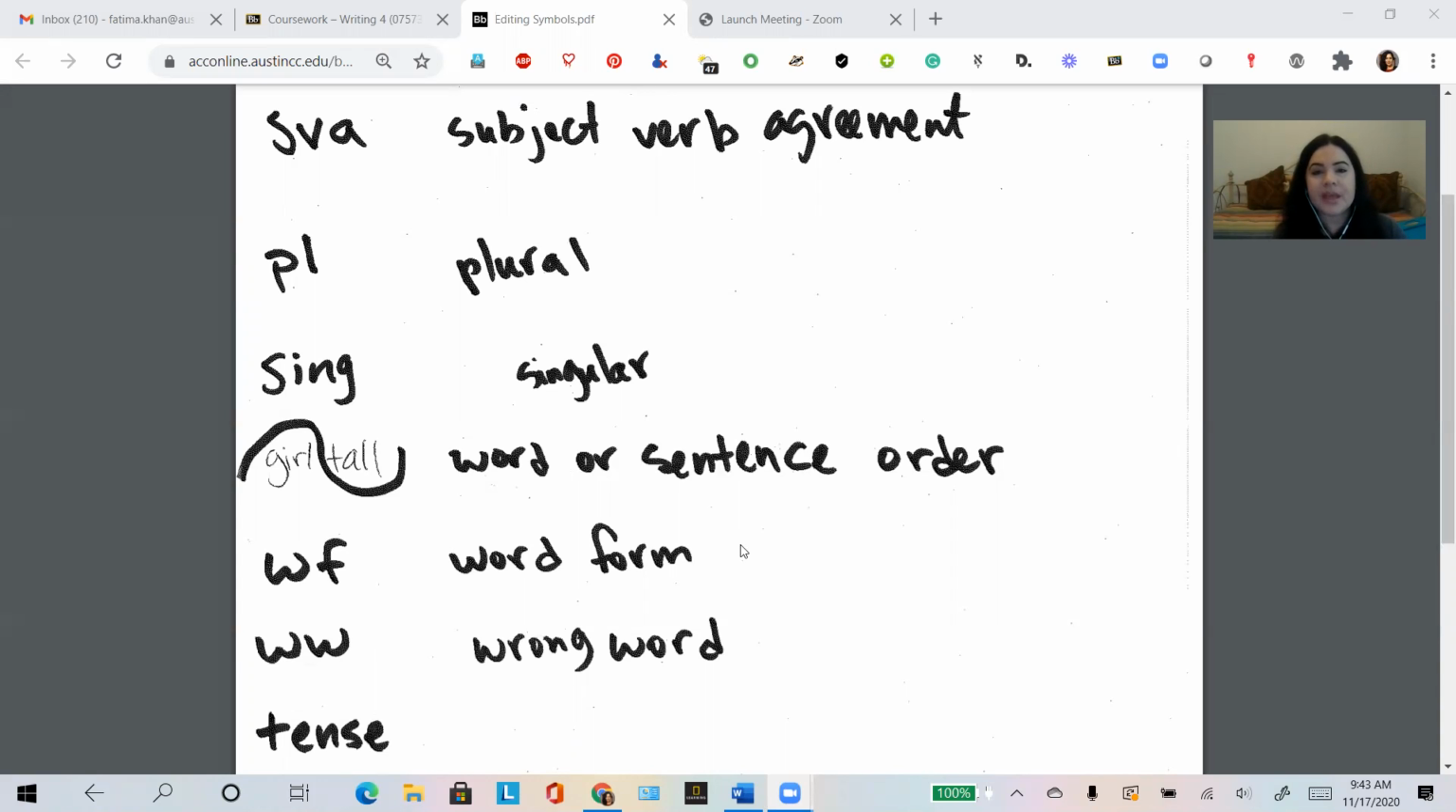Now, I'd like you to take the other document that I've attached that has the sentences to correct, try to correct them. Some of the sentences have one mistake, some of them have multiple mistakes. Try to correct them using these symbols and see if you can catch all the mistakes. And some of them, there are multiple ways of possibly correcting. So we'll just see. And then we'll check those together in the next video.